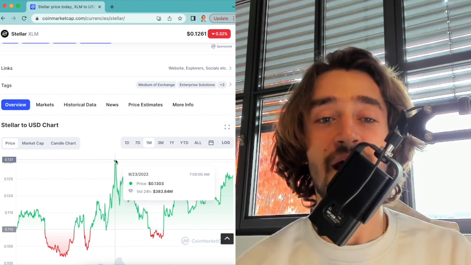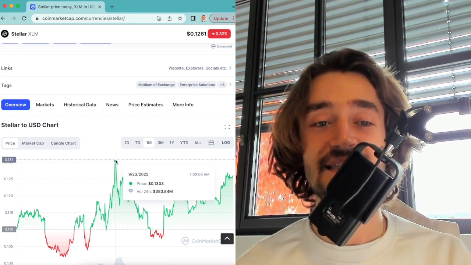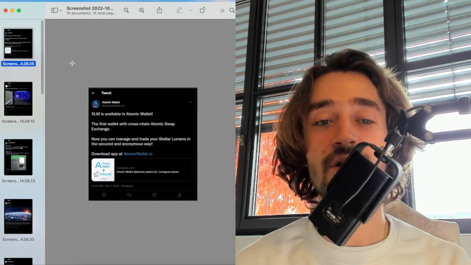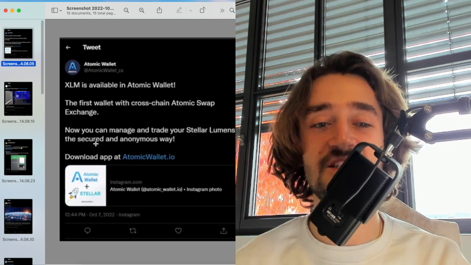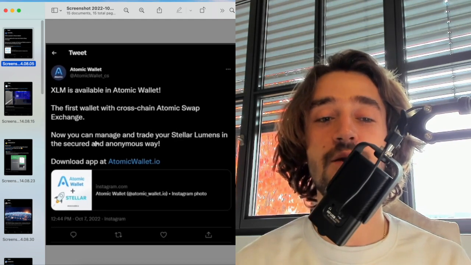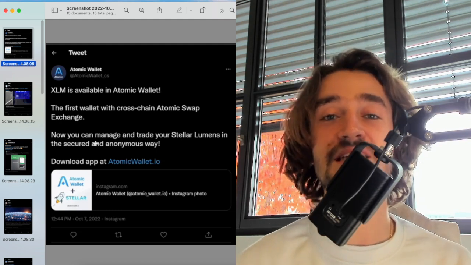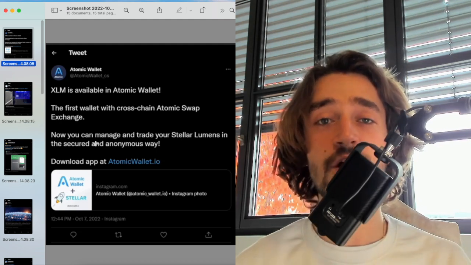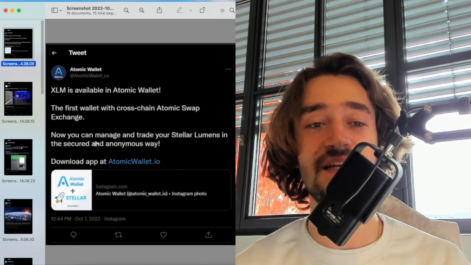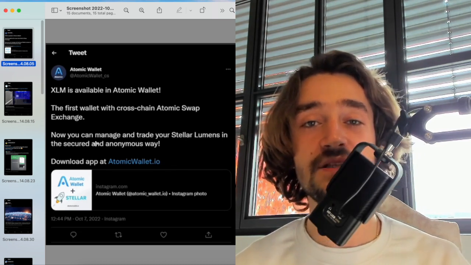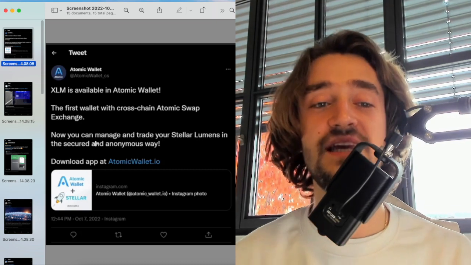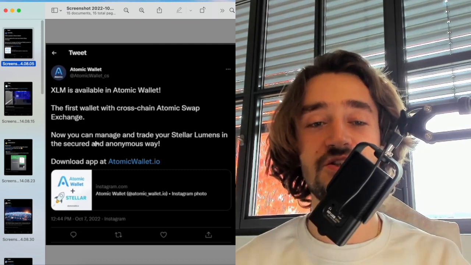Guys, the first one, ladies and gents, let's talk about it. It's this news: XLM is available in Atomic Wallet, the first wallet with cross-chain atomic swap exchange. Now you can manage and trade your Stellar Lumen in a secure and anonymous way. Now this is very good because it's looking at greater adoption on a mass scale, and the fact that Atomic Wallet added this possibility for XLM is good because it will bring traffic, but it's also seeing that it's actually listening to its community. So an overall very bullish news for XLM.